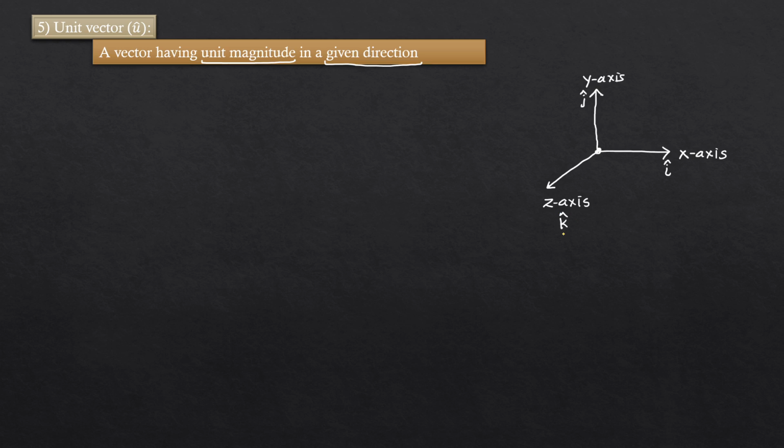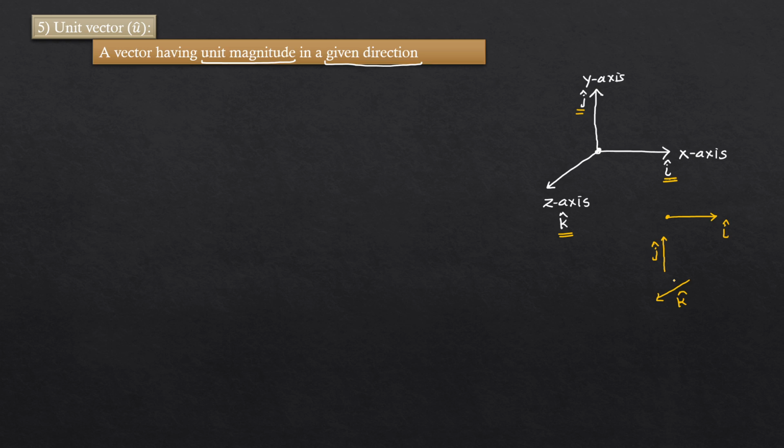i cap, j cap. If any object is going towards the x axis, if the object goes like this, what is its direction? We can say i cap. If the object goes along the y axis, what will be the direction? The direction is simply j cap. We have learned that cap gives you direction. If any vector goes along the z axis, this direction is equal to k cap. Okay, the direction will be k cap.